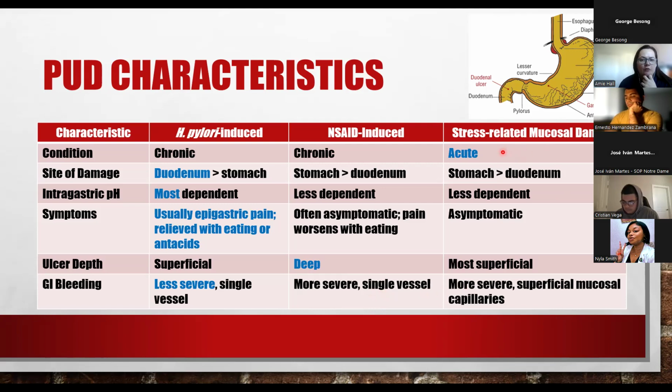Stress-related mucosal damage we see is acute. This is psychological stress and physical stress, metabolic stress to a body. All right. And then those happen mostly in the stomach. They're not dependent on pH. Patients are usually asymptomatic because they're very sick. They're usually superficial, but we will see more severe bleeding because it's over a larger area.